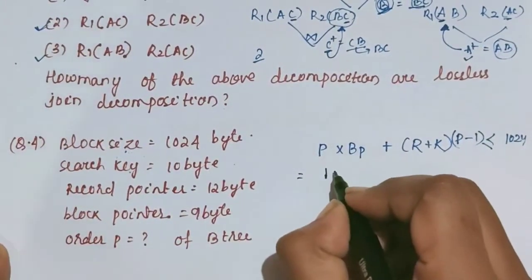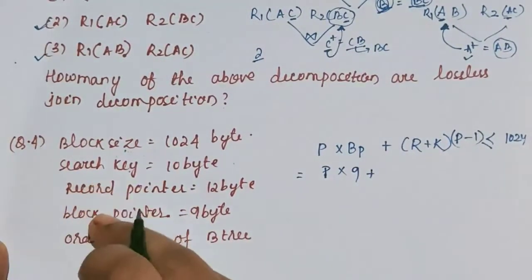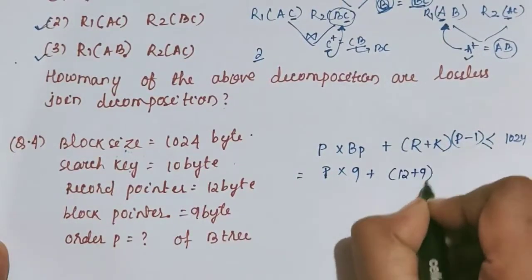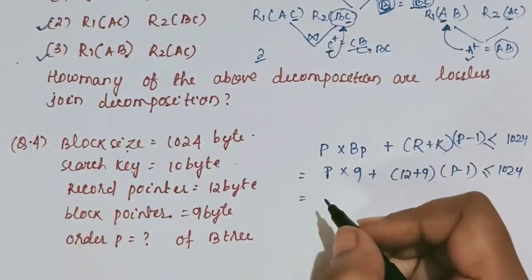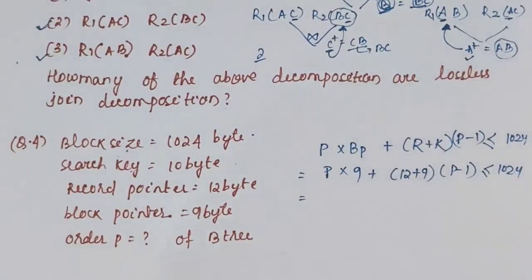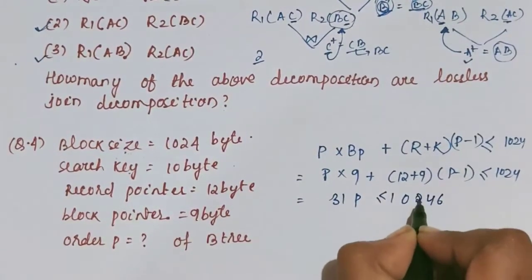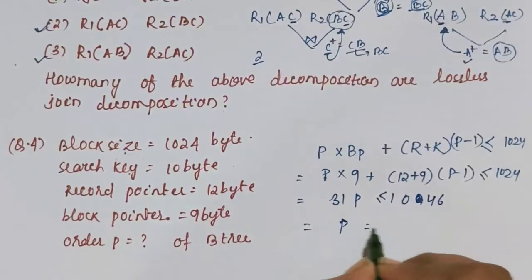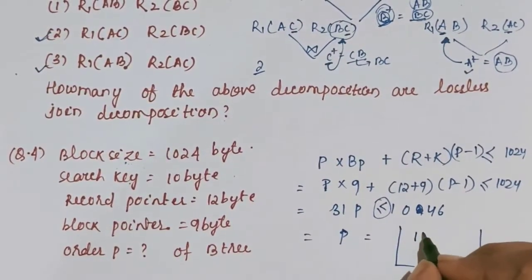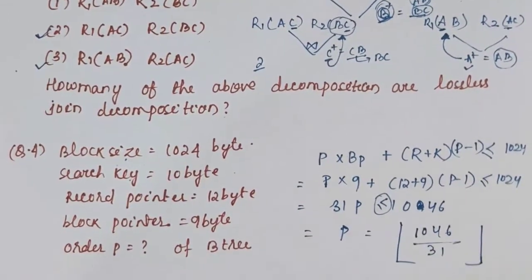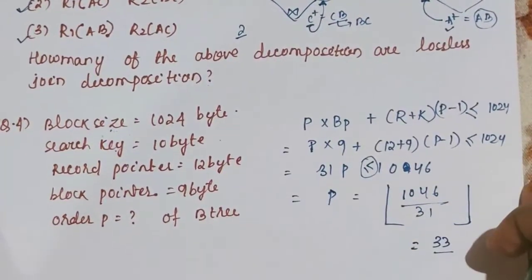So this will be P into block pointer size equal to 9, plus R plus B, 12 plus 9 into P minus 1 less than or equal to 1024. This gives 31P should be less than or equal to 1046. So P equals, whenever less than is there, you take the floor function, 1046 divided by 31, which is equal to 33. So this is the answer for quiz number 4.